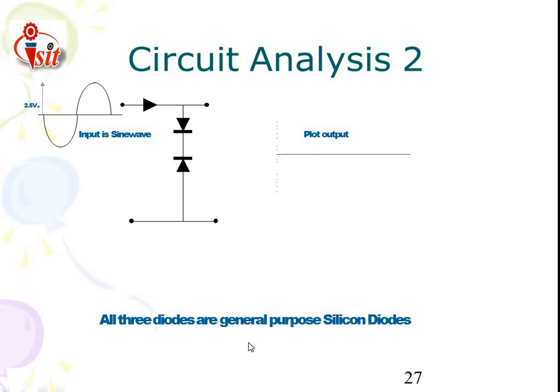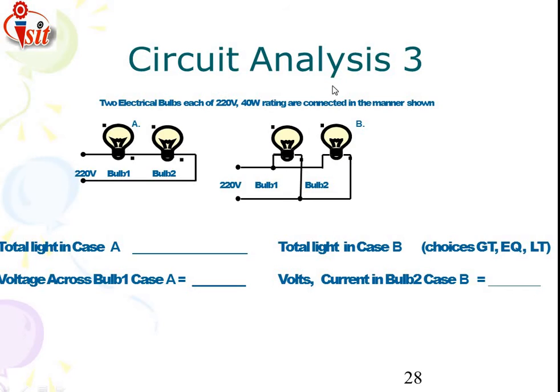All the 3 diodes are general purpose silicon diodes. Along with this is circuit analysis 3. The 2 electrical bulbs, each of 220 volts 40 watt rating, are connected in the manner shown. Here we are applying 220 volts to bulb 1 and bulb 2. Here we are also applying 220 volts to bulb 1 and bulb 2. The total light in case A and the total across bulb 1 in case A.